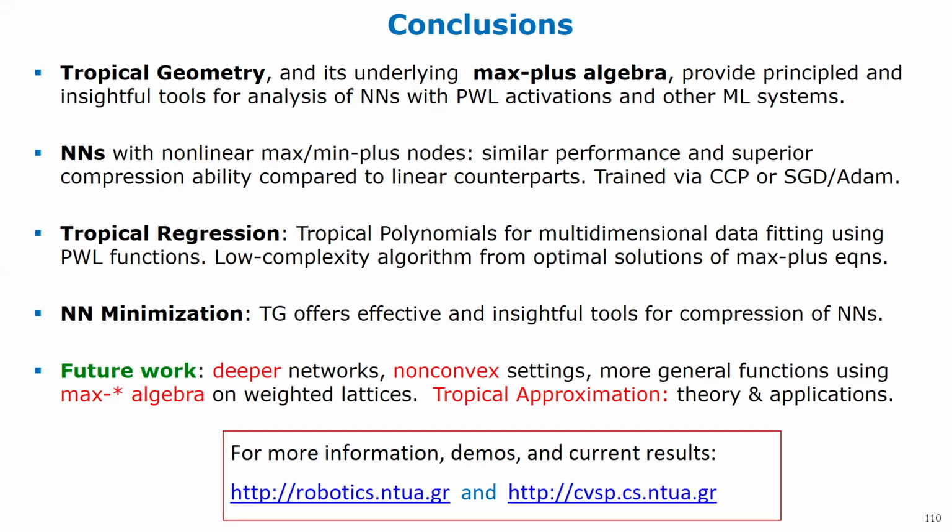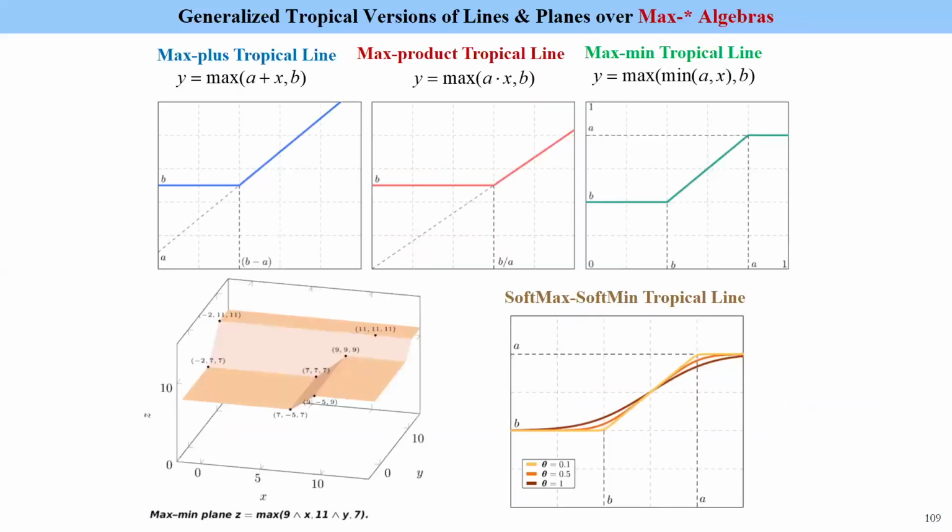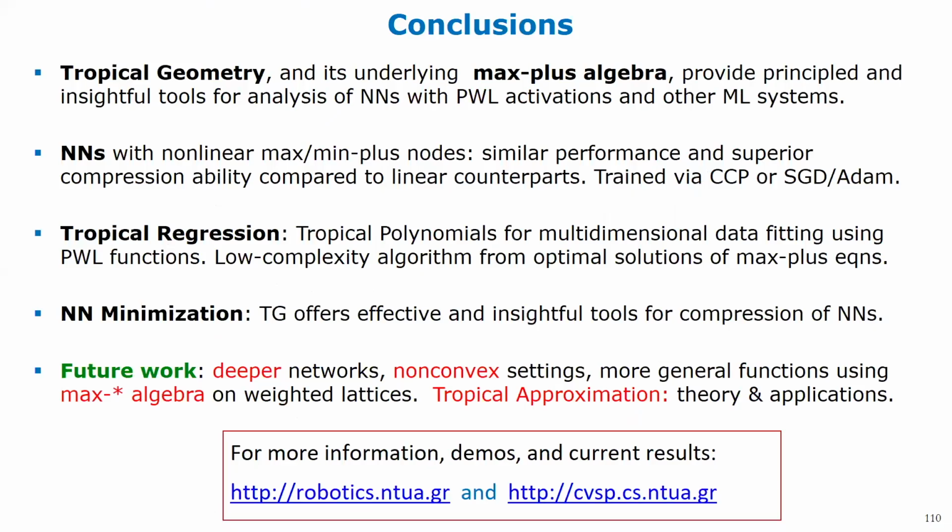So for future work, since we have many students in the audience: deeper networks, non-convex settings, more general functions, not just max plus, but max star, where this star can be an operation that distributes over max. For example, blue is the max plus, red is the max product, green is the max mean. We have a variety now of max algebra functions, unexplored yet, okay? And tropical approximation. Thank you for your attention.